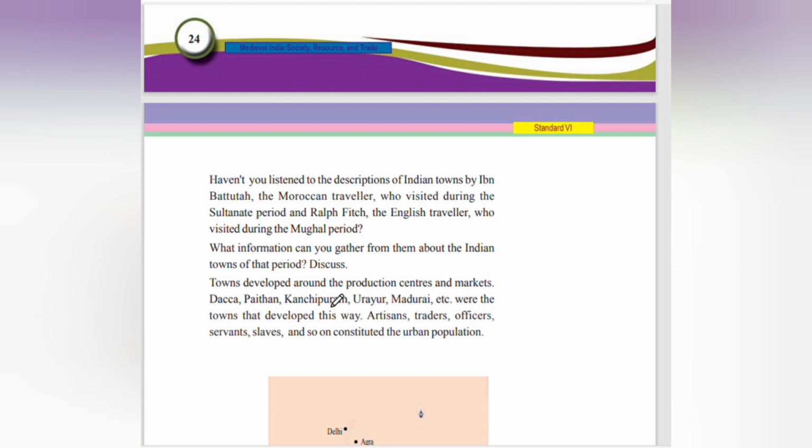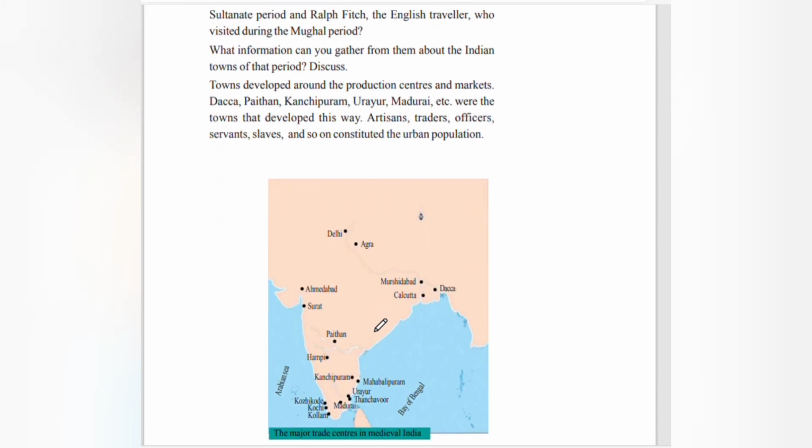Towns developed around the production centers and markets. Dhaka, Paithan, Kanchipuram, Uraiyur, Madurai, etc. were the towns that developed this way. Artisans, traders, officers, servants, slaves, and so on constituted the urban population.